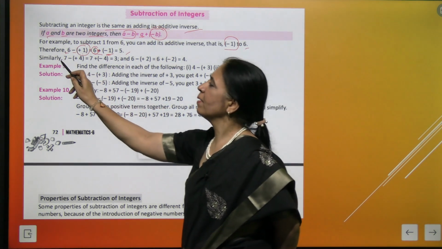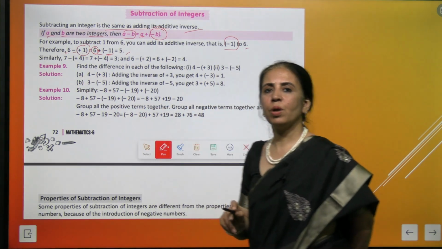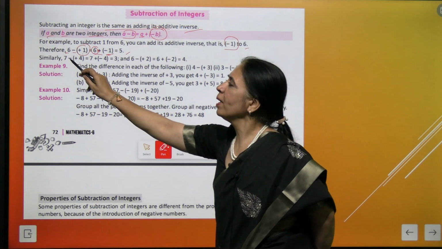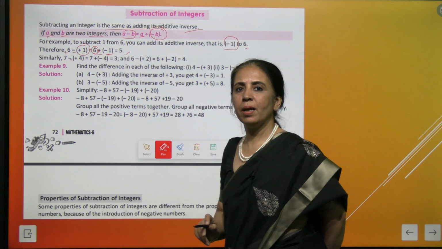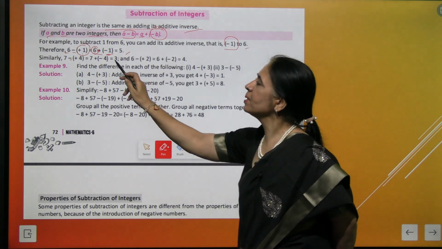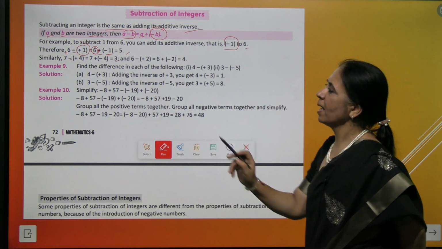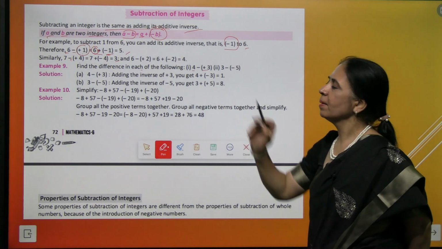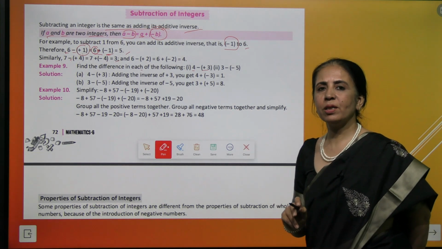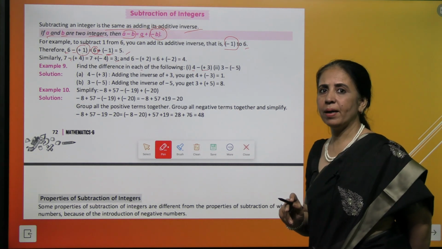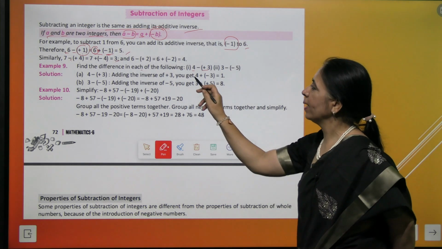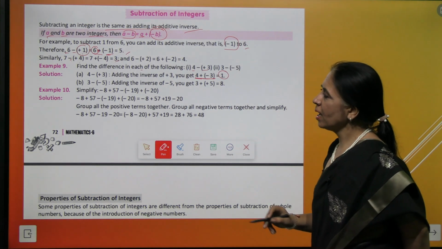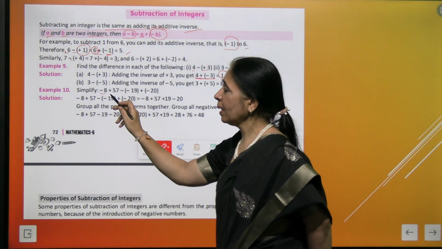Similarly हमने करना है 7 minus +4. तो +4 का एडिटिव इनवर्स होता है -4 और ये माइनस साइन बन गया प्लस में. So 7 minus 4 becomes 3. Now let's take the example. Find the difference of 4 minus +3. So 4 minus +3 will be written as 4 plus -3 and the answer becomes 1. Got it? Let's take more bigger example.